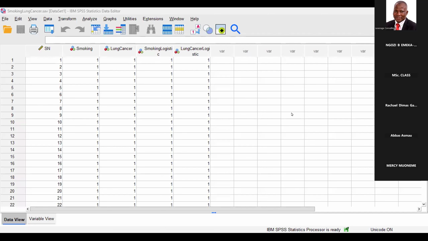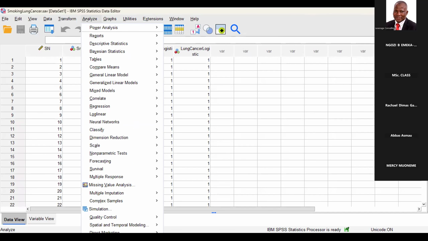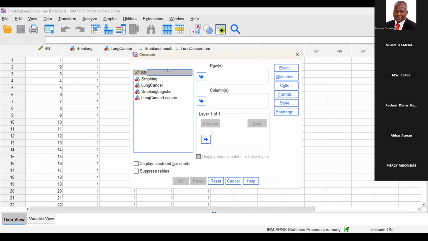Yes, great. So you go to Analyze, go to Descriptive Statistics, then Crosstabs. Anything that has to do with a contingency table is cross tabulation. So smoking will be the exposure, and that will be on the row. Then lung cancer.